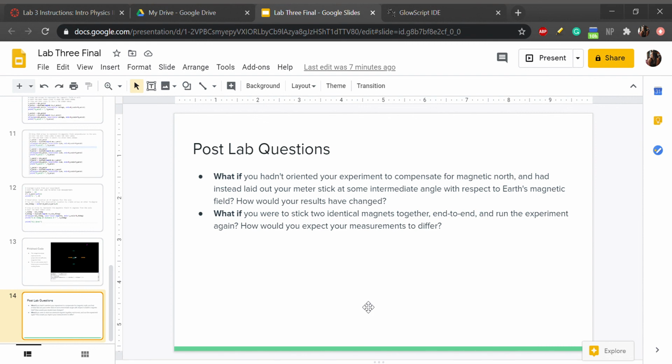And then what if I were to stick two identical magnets together end to end and run the experiment again? This is going to be a case where it's like stacked magnetic fields. So any on-axis dipoles would experience a change because of this, but any off-axis in terms of the distance from the axis would stay the same because that would cancel out with each other.